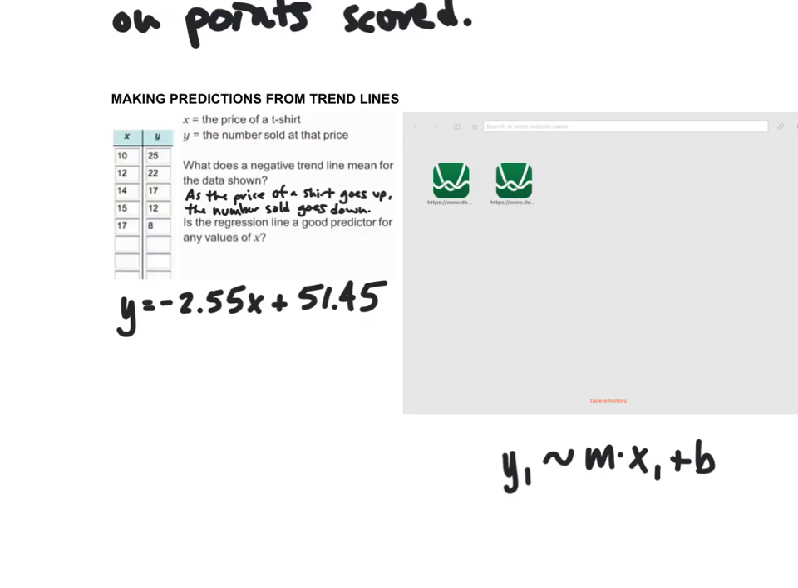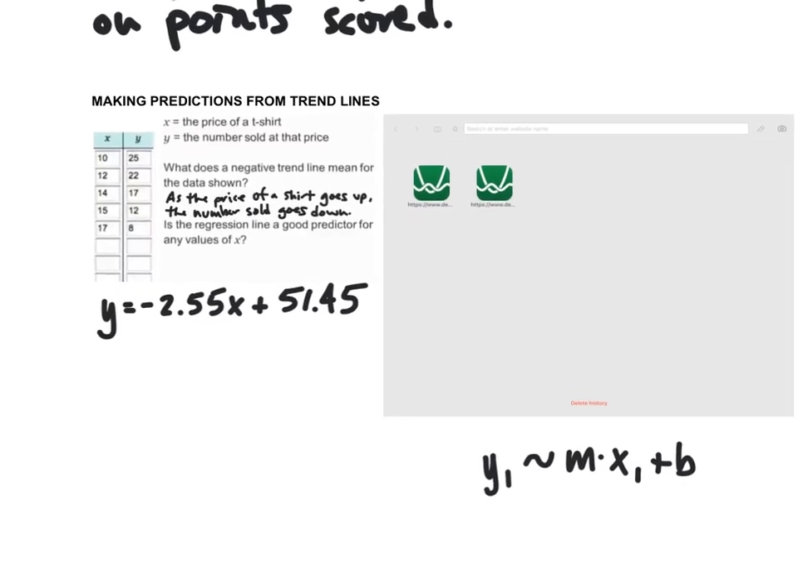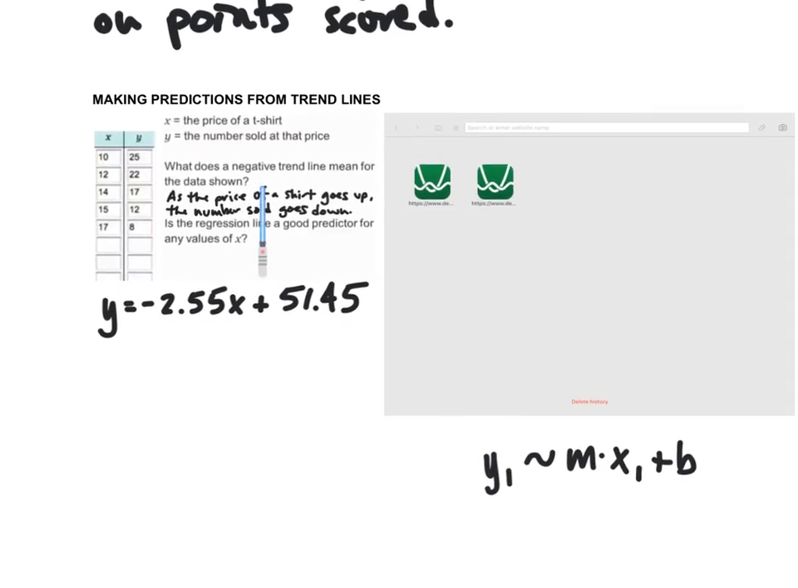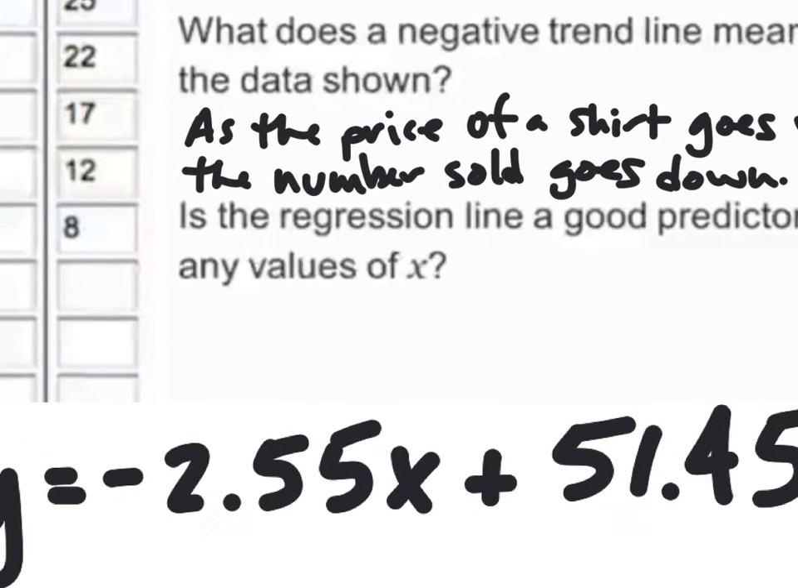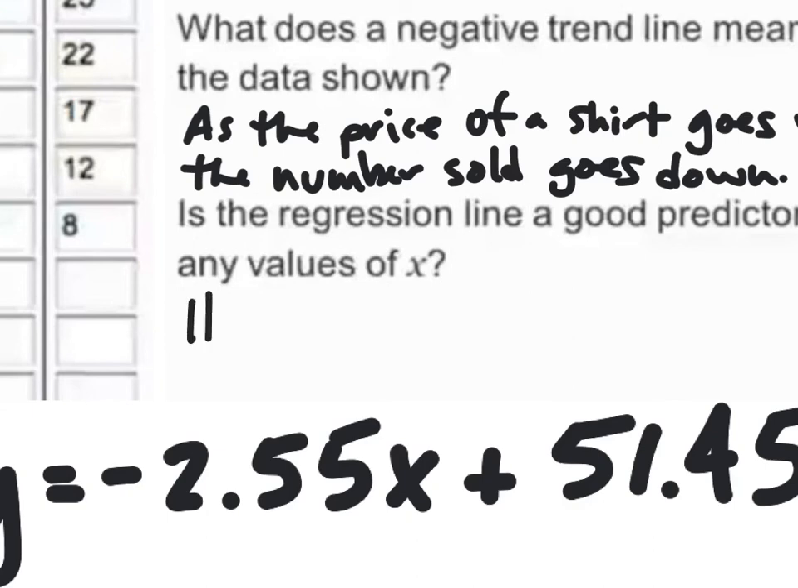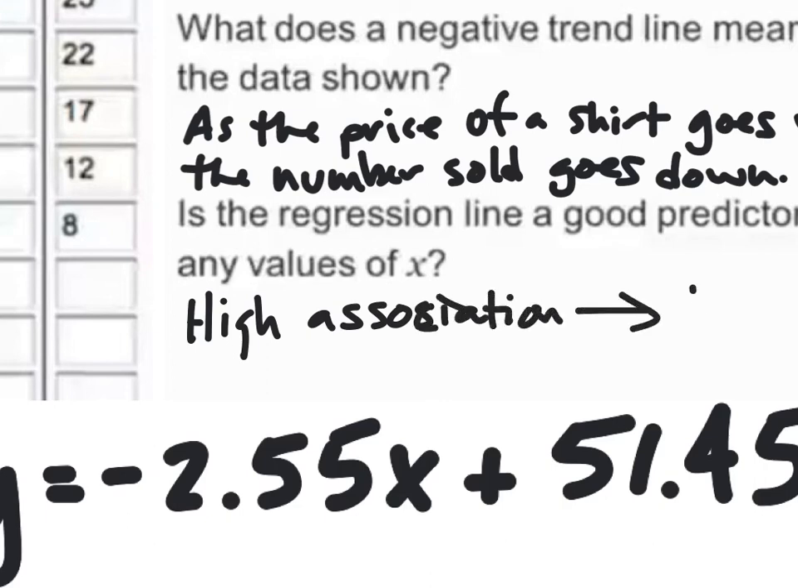All right. So now, here's what you got. The question is, is the regression line that we drew a good predictor for any values of x? And that would be true, okay, because these lines are really, really close. And the reason for that is because you have a high association. So yes, this is a good predictor. Okay, and that's all we're doing.